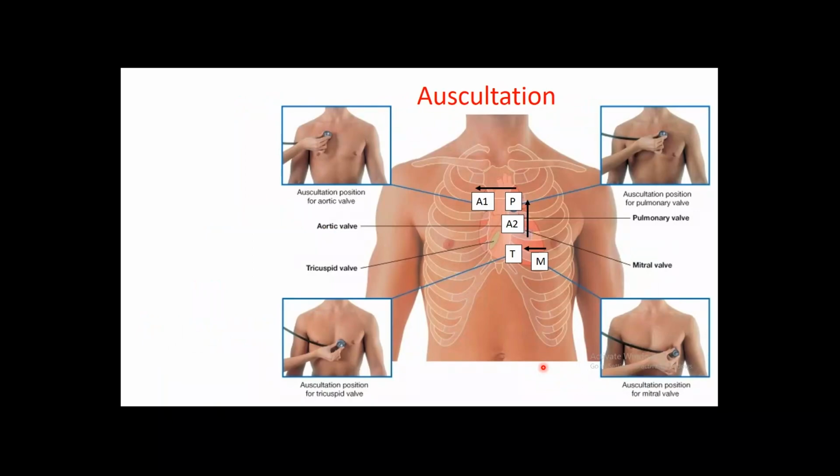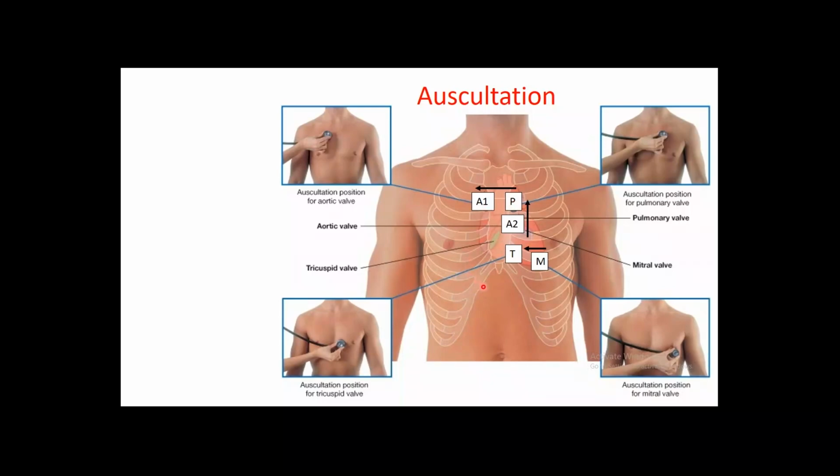Then moving to the most important thing, cardiac examination, which is cardiac auscultation. As we said, the aim of cardiac auscultation is to get a clue about which valve is affected. As we know, we have four valves: two between the atria and ventricle, mitral valve and tricuspid valve, and two between ventricles and great vessels, pulmonary valve and aortic valve.